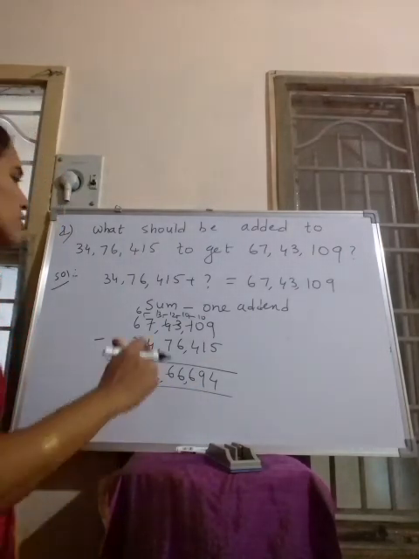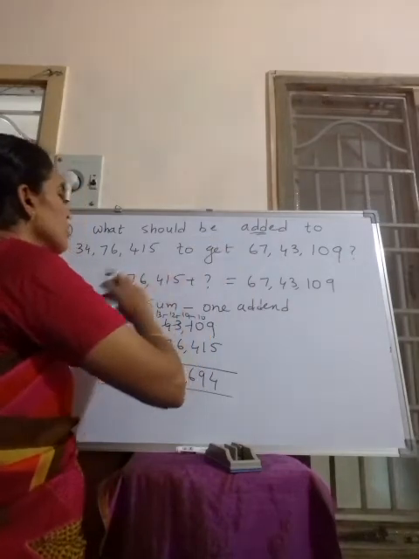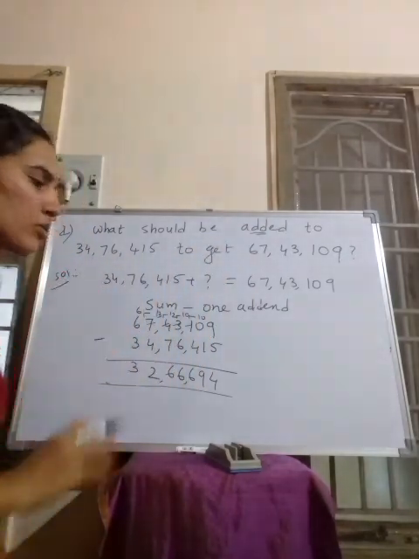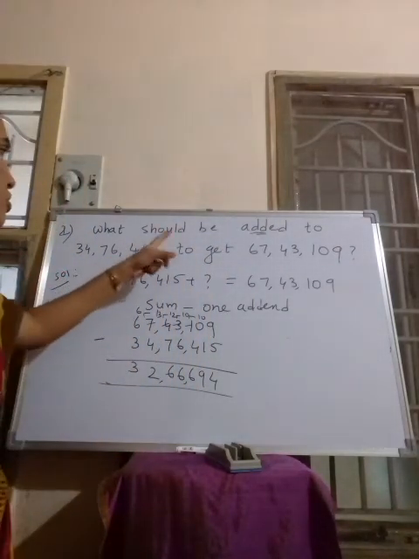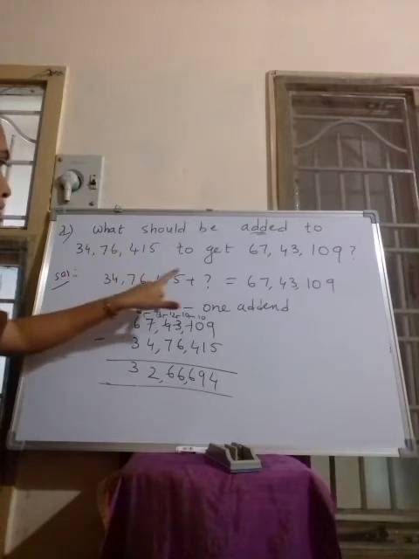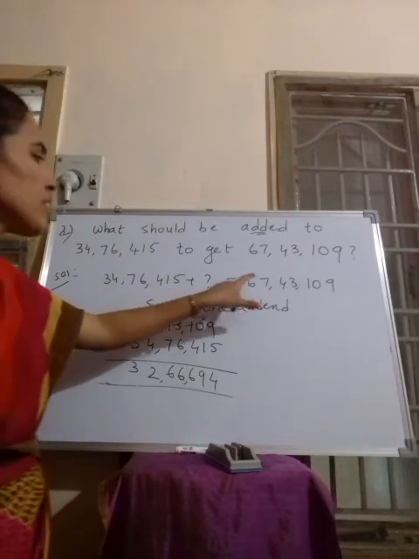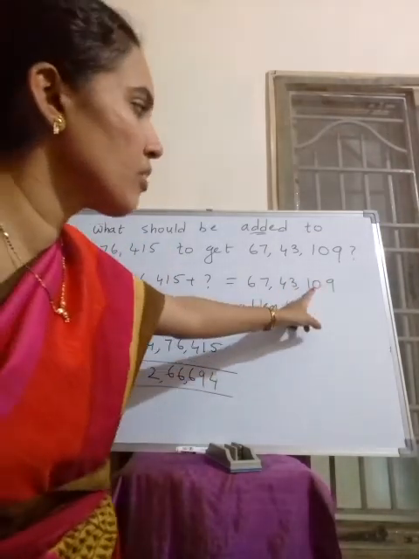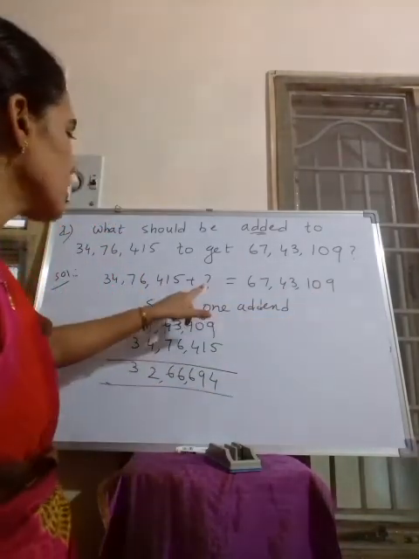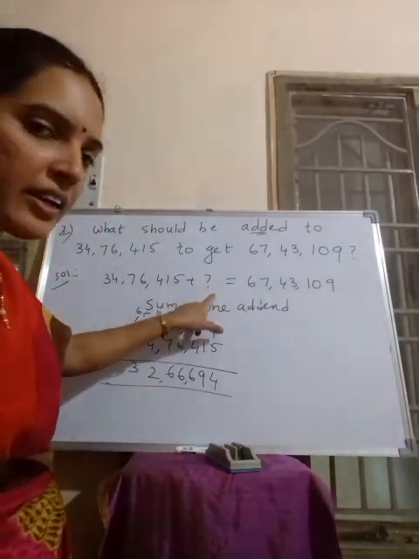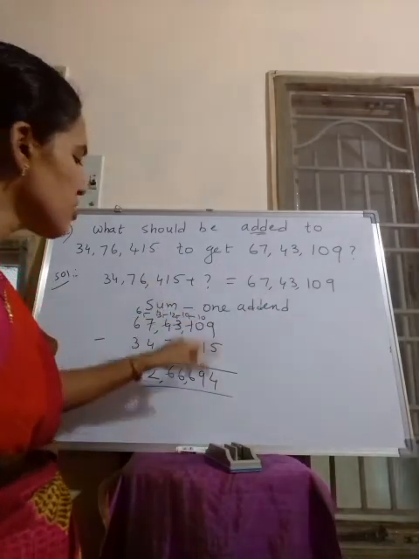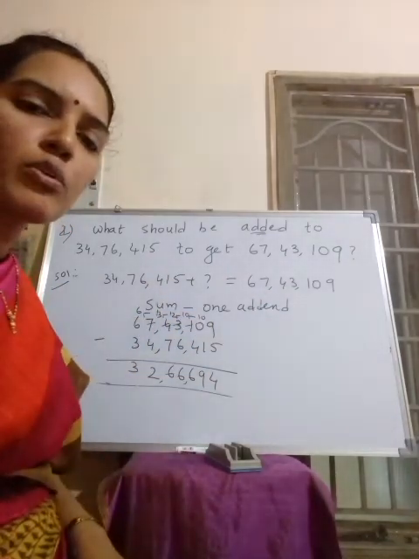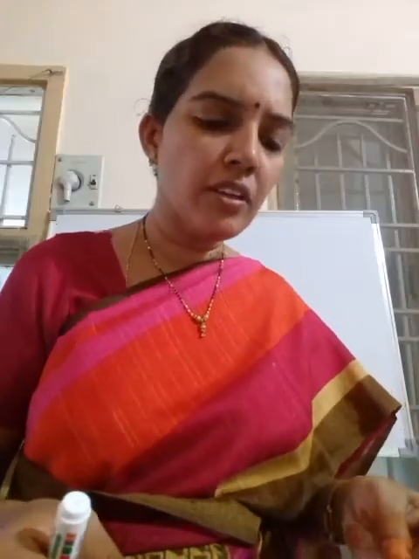By seeing the word added, don't add these two. You have to keenly observe what should be added to this number to get 67 lakh 43,109. To know that number, we want the addend. Addend is equal to sum minus the other addend. Okay, now let's see another word problem.